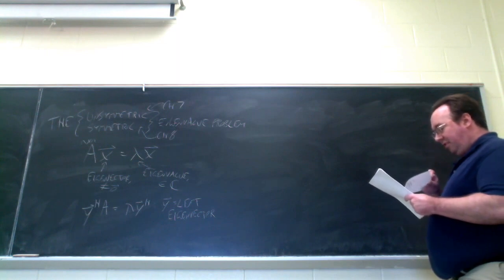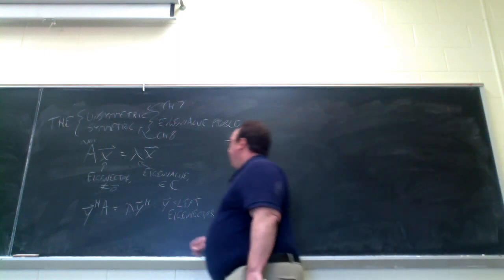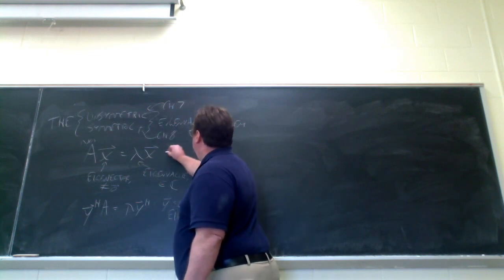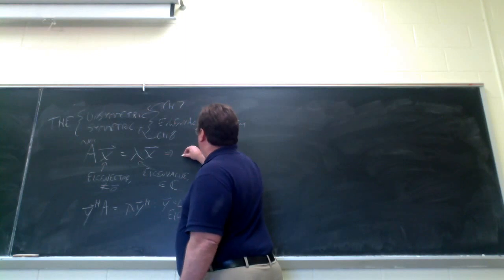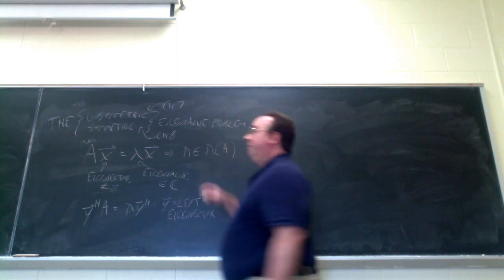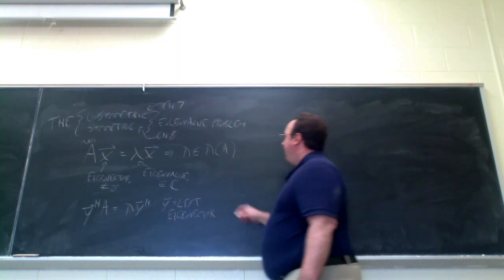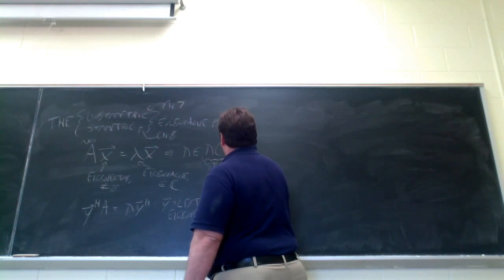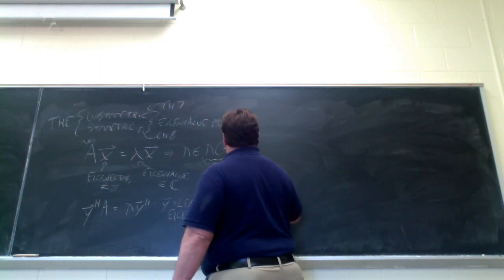There's a lot of jargon that I need to give here. When I say that lambda is an eigenvalue of A, then I can say that lambda is an element of this set that I write as lambda of A. This is called the spectrum of A. That is the set of all of A's eigenvalues.